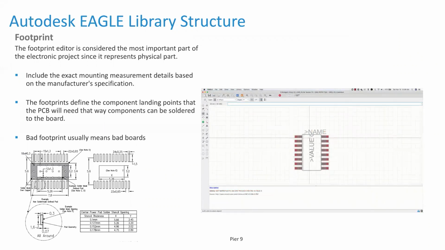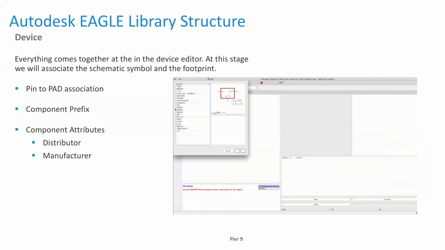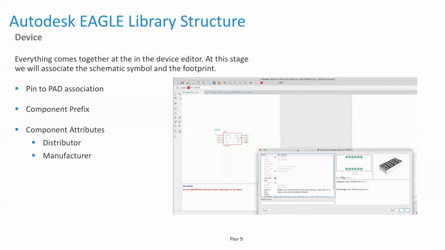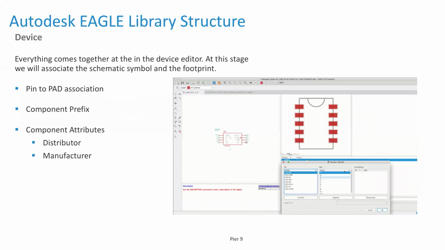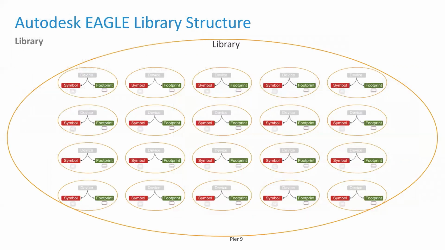Now you're going to put it all together in something called a device. You're going to be calling on the schematic symbol. You're going to be calling in the package, or the footprint, and you're going to be associating each one of those pins to one of the pads. Once you put it all together, that is called a device. Now you have a device. Once you have a whole bunch of devices in one file, we refer to that as a library.